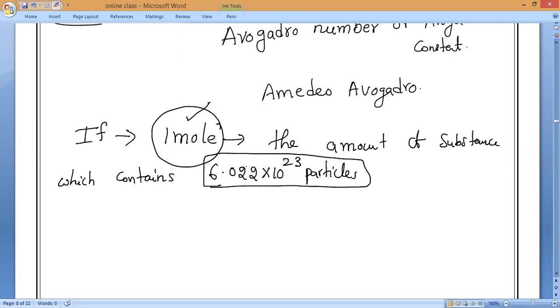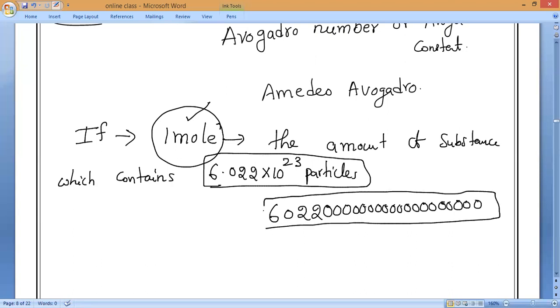So if I take 6.022 into 10 power 23, and you want to see how the number will look, it becomes 6022 and you have to add 19 zeros: 2, 4, 6, 8, 10, 12, 14, 16, 18, 19. So if we keep these many particles together, it is equal to how many moles, guys? 1 mole. Are you clear, all of you?